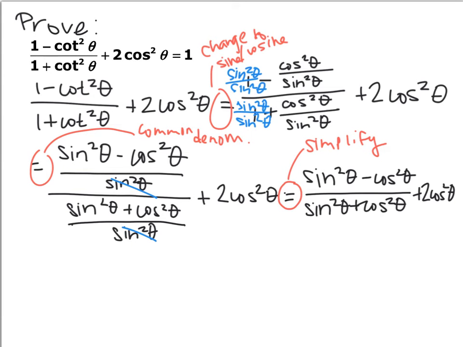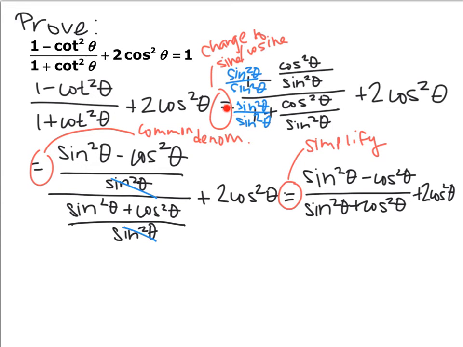So I've started the first part. I picked the left side because there's a lot more you can do with the left side than you can just do with 1. The next step, just like in the previous example, I changed everything to sine and cosine, so I changed cotangent squared of theta into cosine squared of theta over sine squared of theta on both the numerator and the denominator. So I changed everything to sine and cosine.